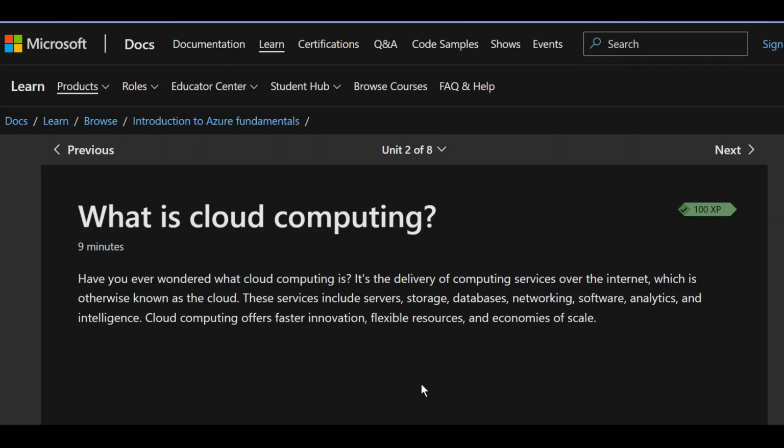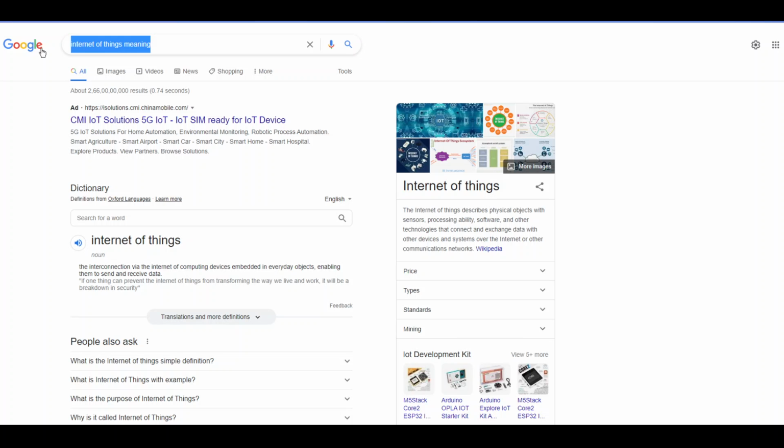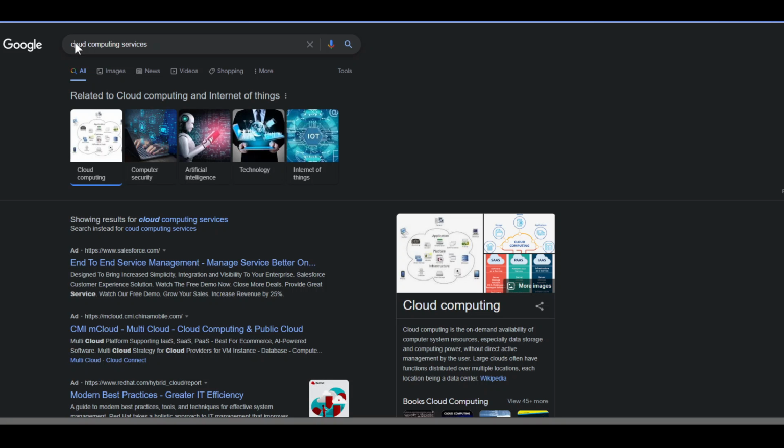Have you ever wondered what cloud computing is? It's the delivery of computing services over the internet. Computing services. Okay. Delivery of computing services. So, cloud computing services. Ano yan? Okay. Cloud computing services. What are those?